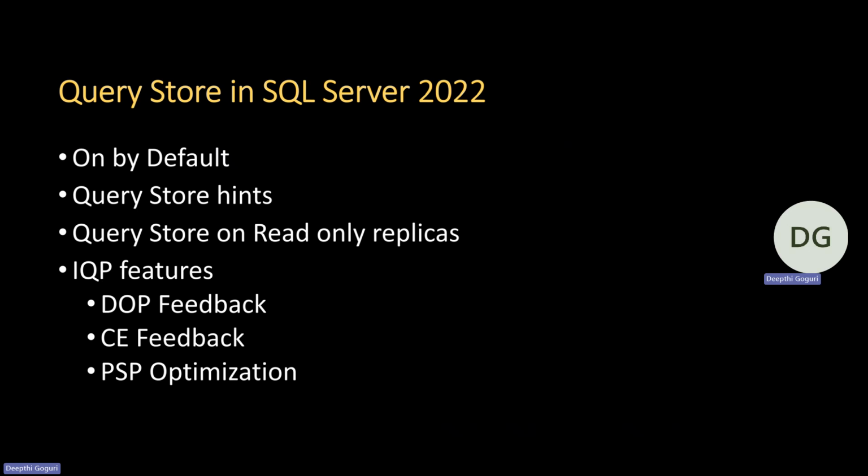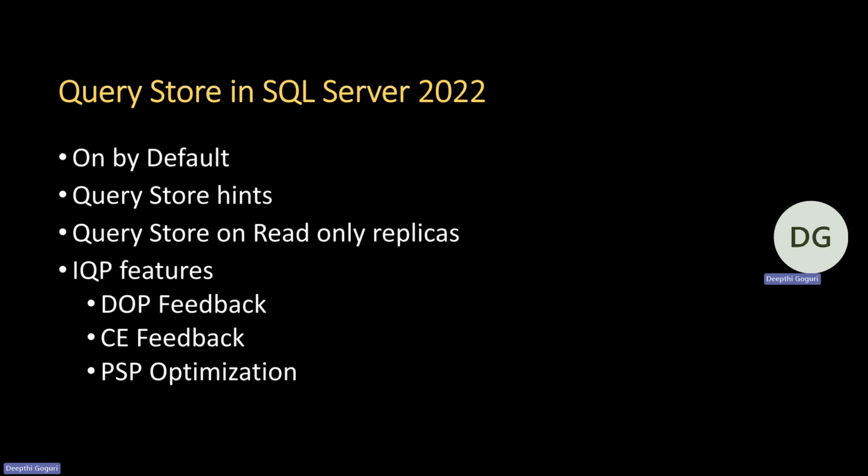And the next advancement is query store on read-only replicas. Before SQL Server 2022, we did not have that option, where query store data would not be captured on the read-only replicas. But this feature is available in preview mode in SQL Server 2022. It is not yet public, but it is still in preview mode. The query store data can be captured on the read-only replicas as well.